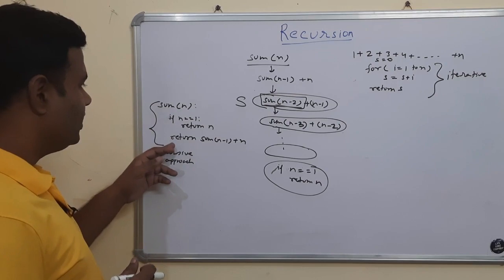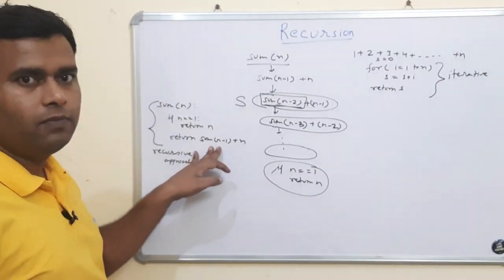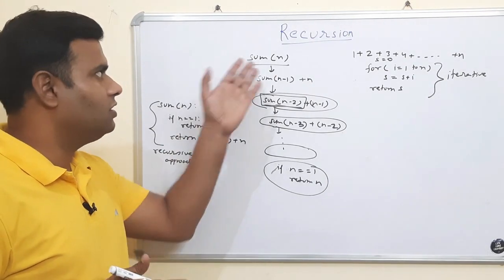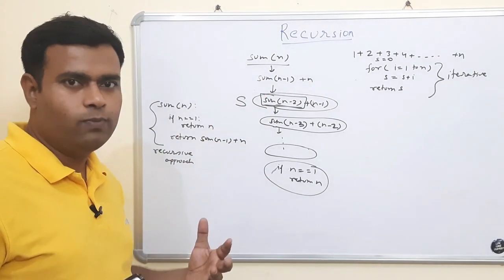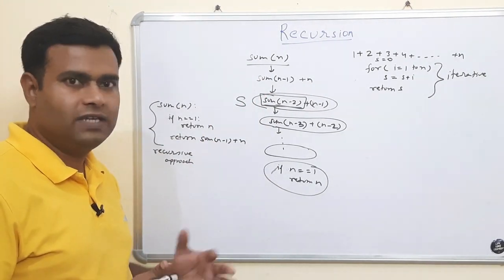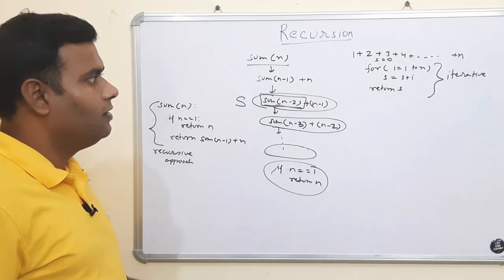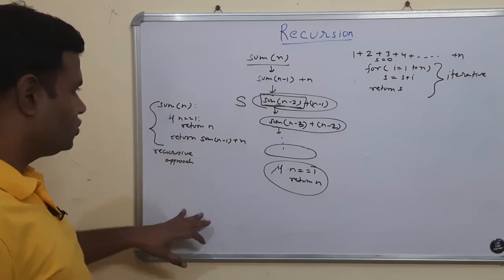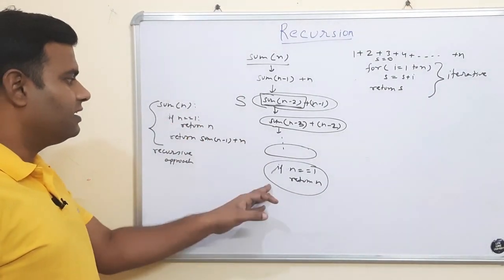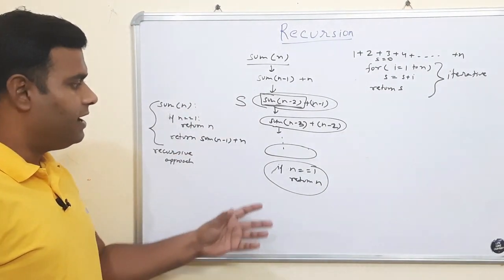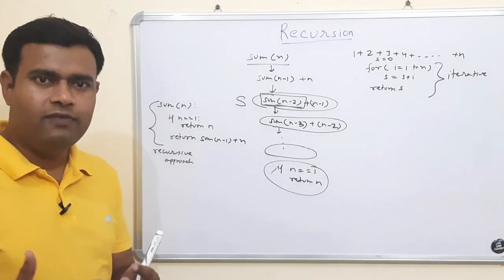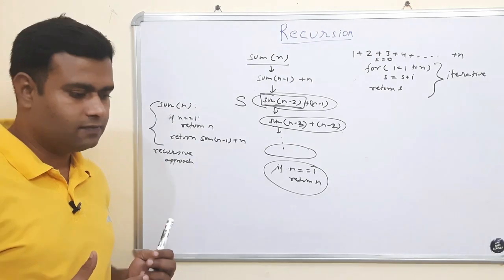But if the base condition and this division of the subproblem goes haywire, it's not correct, then your function may go in an infinite loop and it will basically crash your program. So I hope you got the idea what is the recursion and how to divide the recursion into the smaller problems and what is the base condition. Now let's talk about how to decide what should be the base condition.